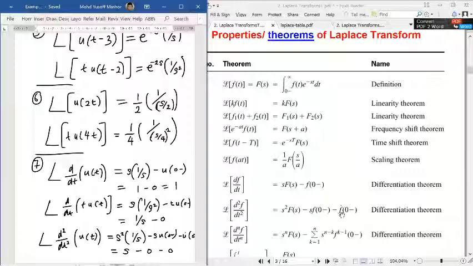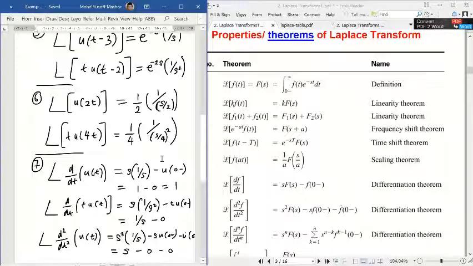Okay, and if it is not 0, then it will be given to you, or you can always assume it equal to 0. The result will not be so affected. Okay, we will see later on in the example when we have this value of the initial function. But the main idea is you have one differential, you put one s multiplied by that function. You have double differentiation, s squared. You have n differential, s to the power of n multiplied by that.